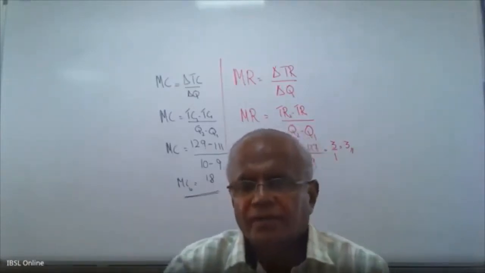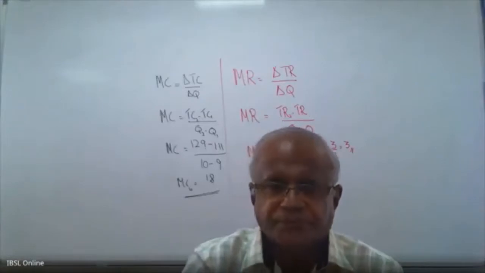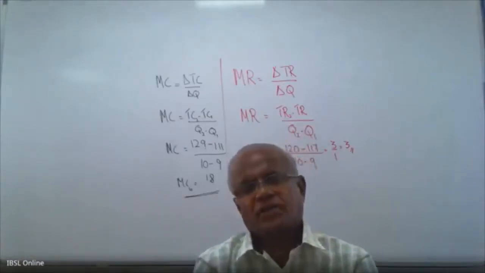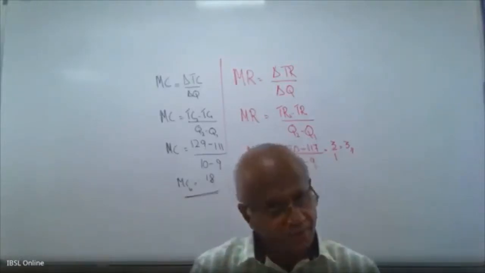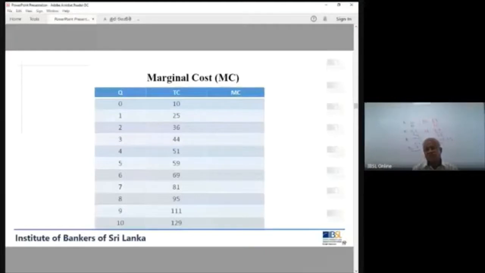MR, then the MC. MC we can calculate: 129 minus 111 divided by 10 minus 9. Like that you can calculate MC. This is a homework question. I have not done that. Actually, I have given those numbers in the table. So MC is decreasing and then increasing. U shape. Marginal cost curve is U shape. For this example only, the MR curve is downward sloping. It depends. Sometimes the MR curve is horizontal, but in this example it is downward sloping.